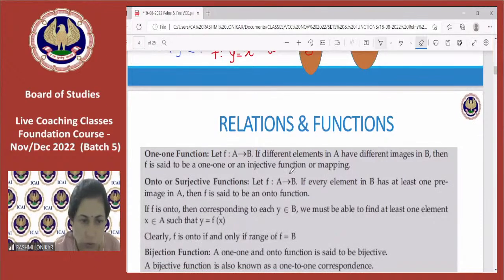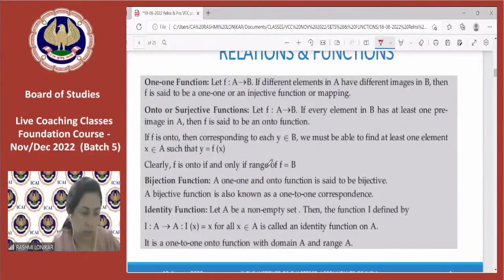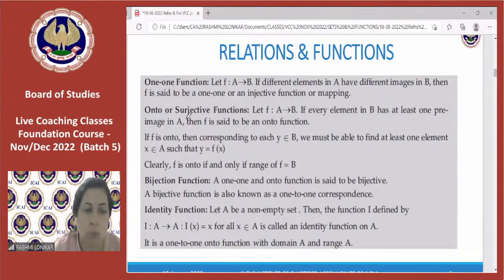Now let us go to the different functions. These are very important functions: one-one function, onto function, bijective function, identity function, constant functions, equal functions. These are the different terms that you should know. Now, what is the one-one function? If the function is from A to B, and different elements of A have different images in B, then F is said to be a one-one or an injective function. So one-one is also called injective.